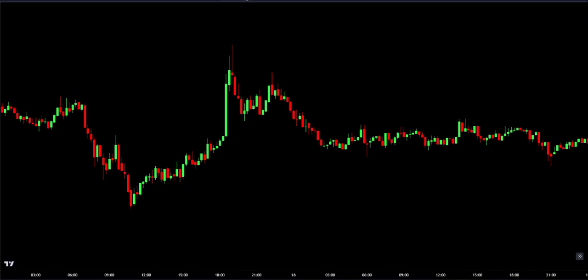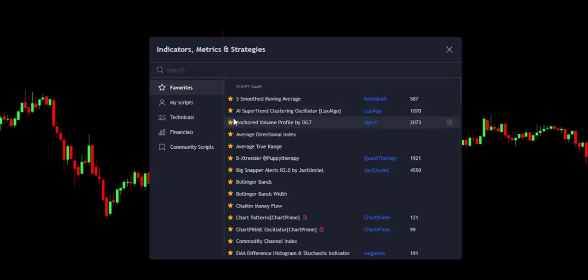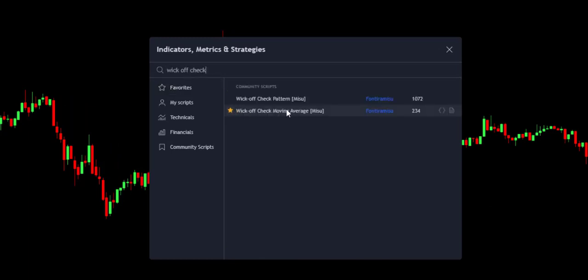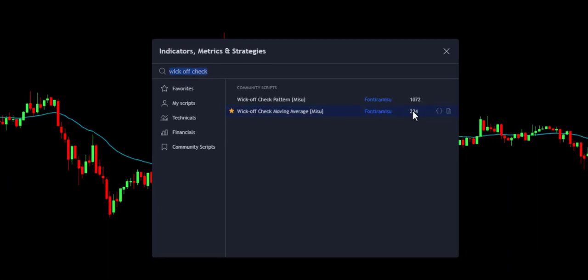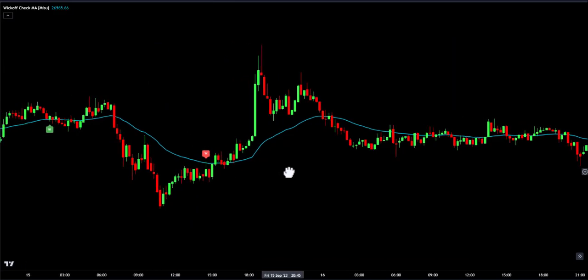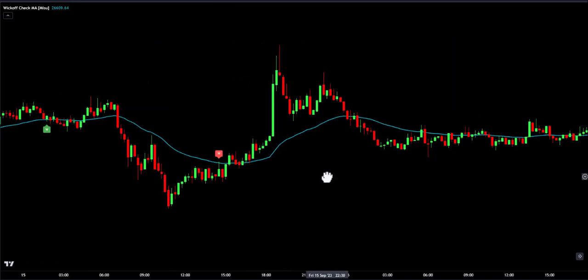Then we navigate to the indicator search bar. There we are going to search for Wyckoff Check. Select Wyckoff Check Moving Average created by this guy called Fontaramasu. As you can see, the indicator is a new indicator. Now looking at the chart, you will see that the indicator has appeared on the chart.